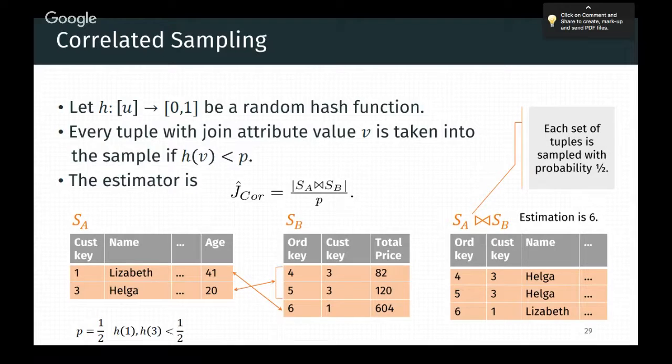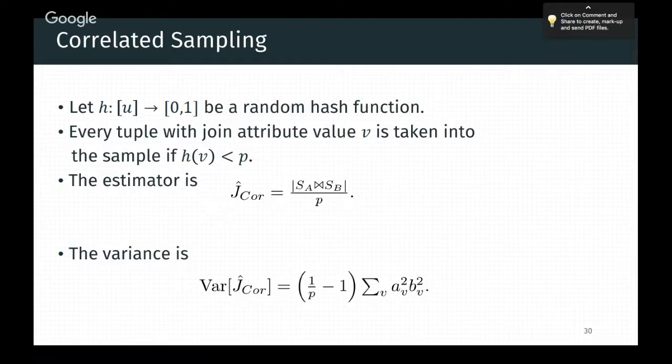And then we join the samples and scale the join size of the samples by 1/p to get an unbiased estimator for the true join size. This is because a tuple with value v will appear in the join result of the samples if h(v) is smaller than p, and the probability of that is p. So we only need to scale the sample size by 1/p. That is the correlation established by the hash function. And the variance is as follows.